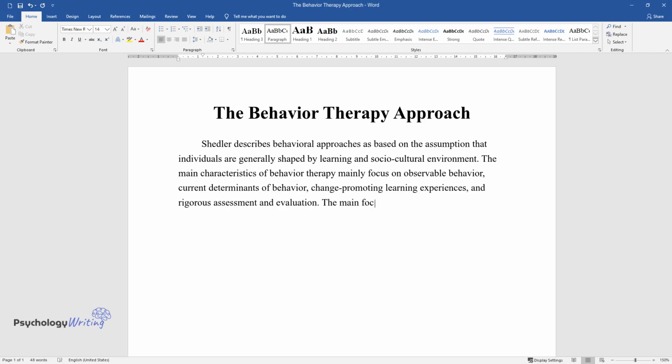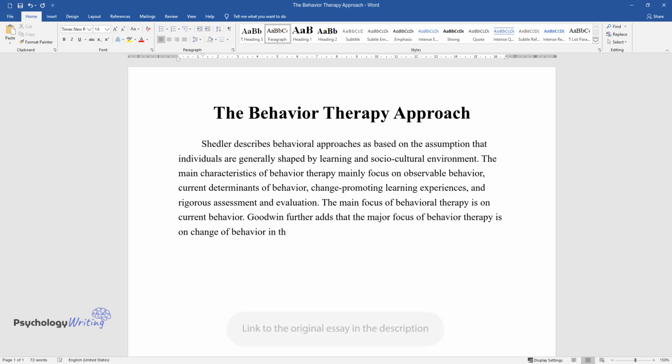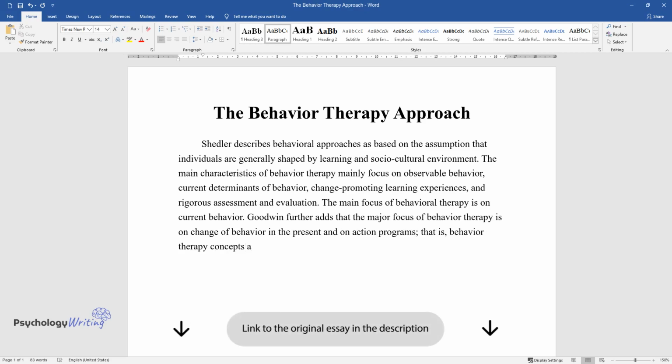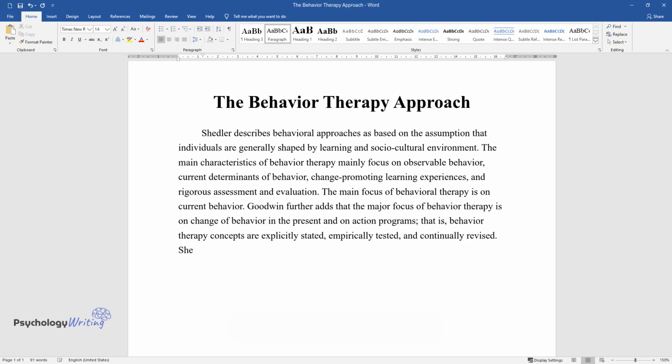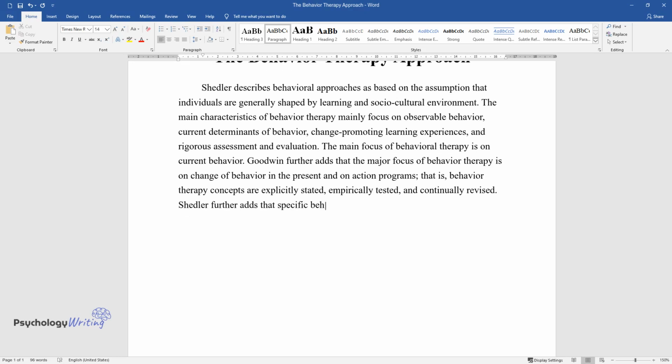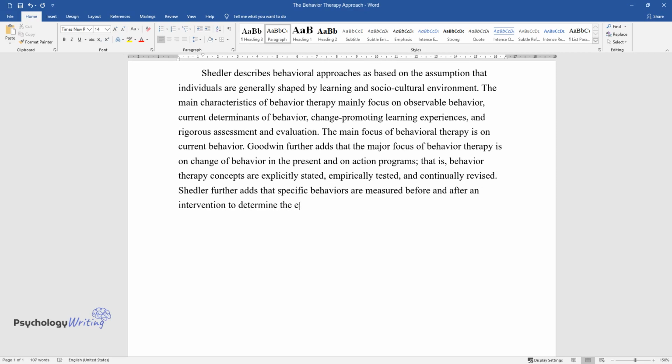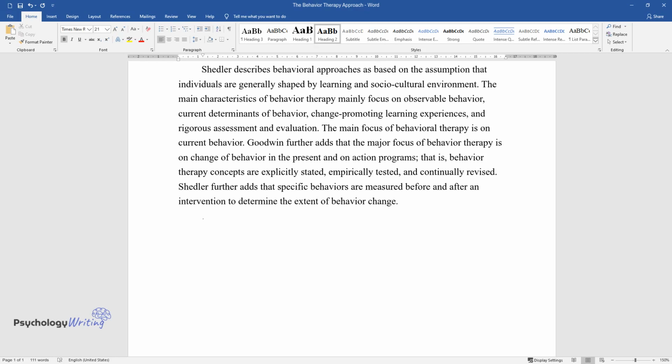The main focus of behavioral therapy is on current behavior. Goodwin further adds that the major focus of behavior therapy is on change of behavior in the present and on action programs, that is, behavior therapy concepts are explicitly stated, empirically tested, and continually revised. Shedler further adds that specific behaviors are measured before and after an intervention to determine the extent of behavior change.